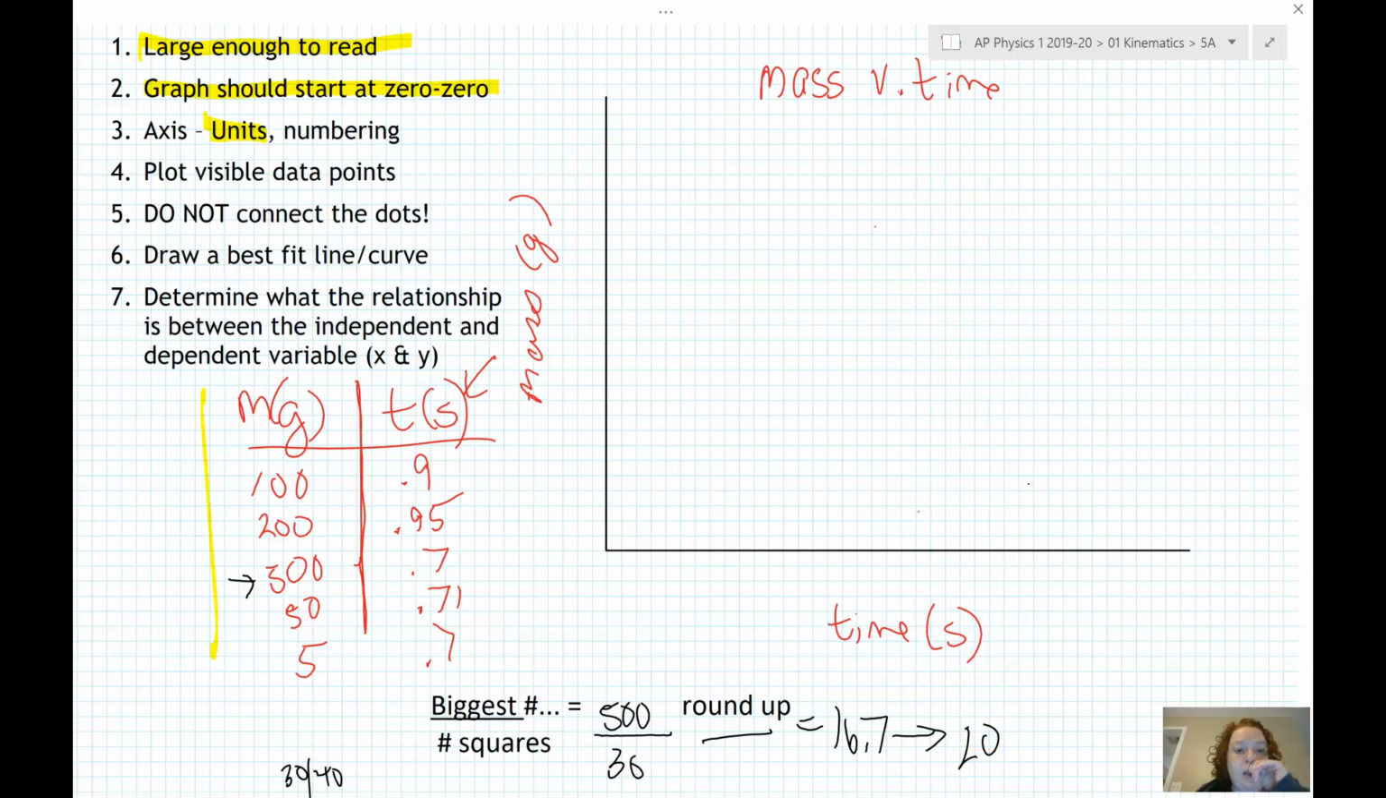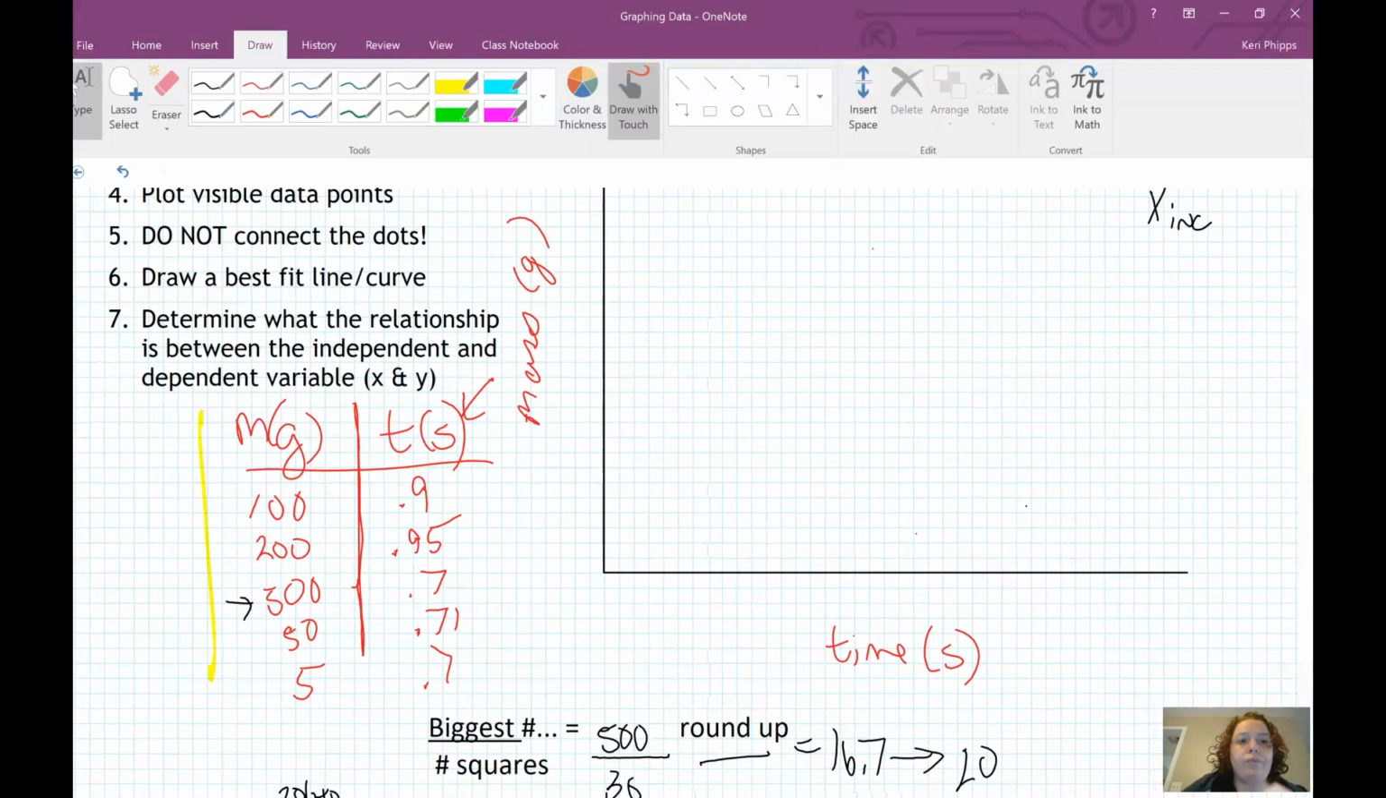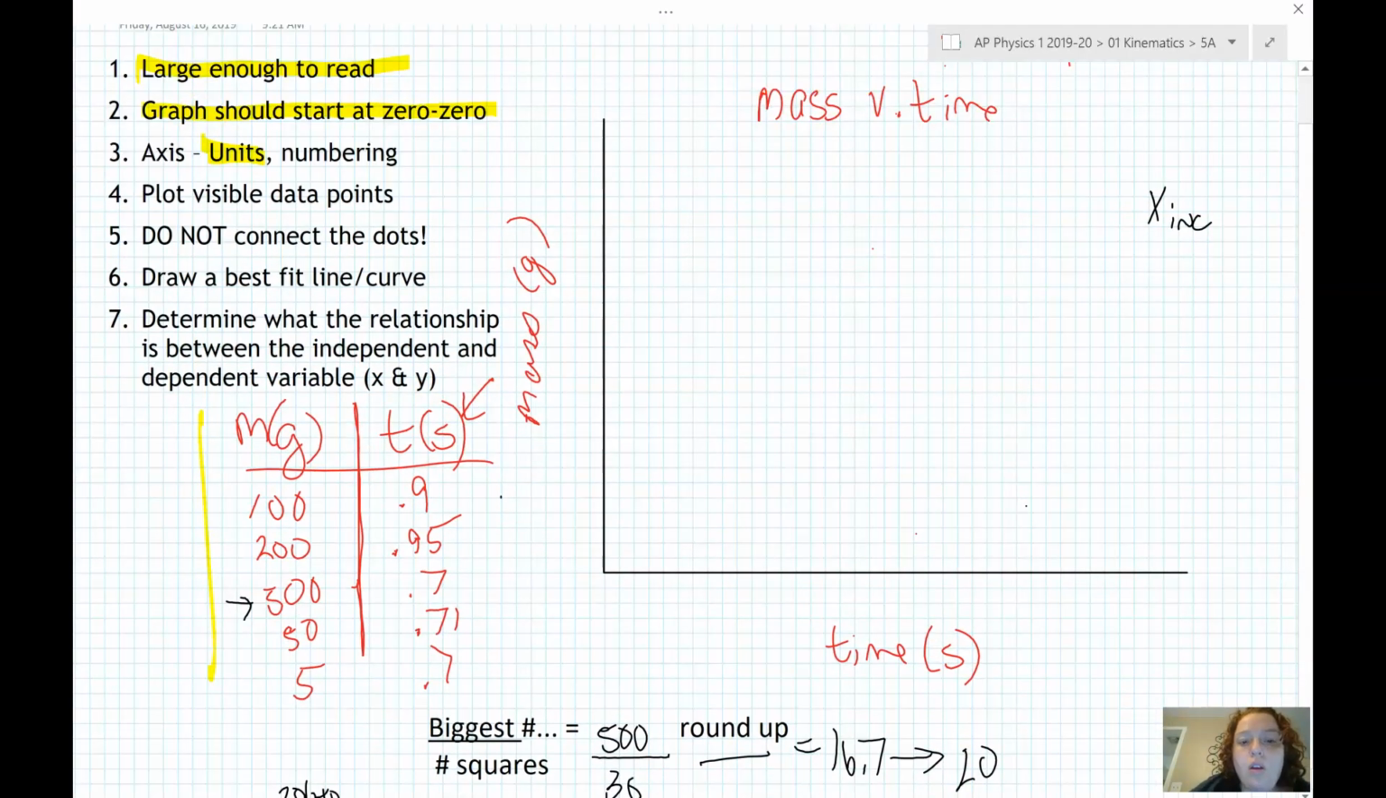Now that means my increment is going to be 20 grams. I'm sorry, it's not the x, it's the y. I apologize, I'm sideways here. So our y-axis, 20 grams is equal to 1 square.